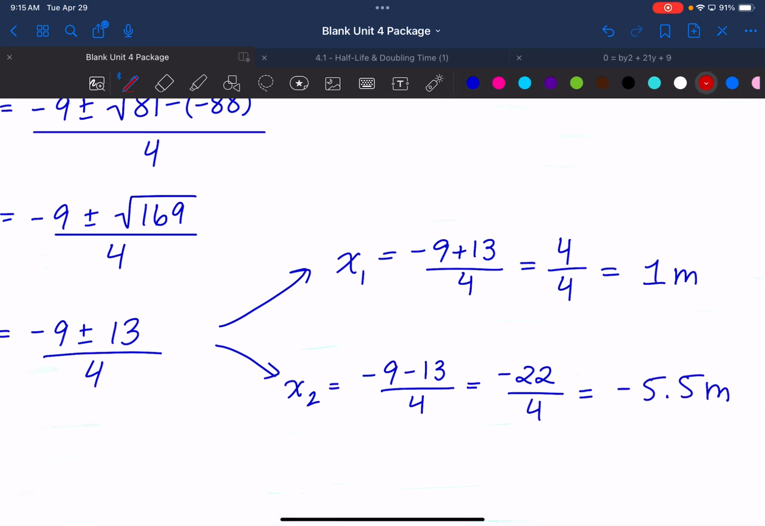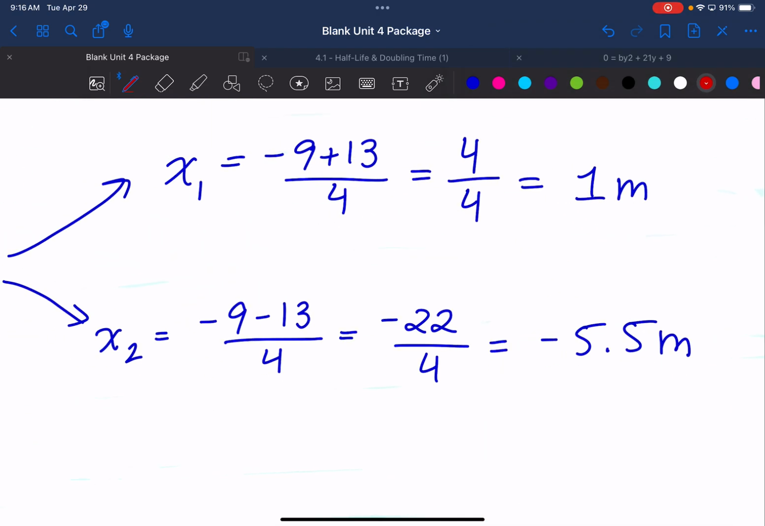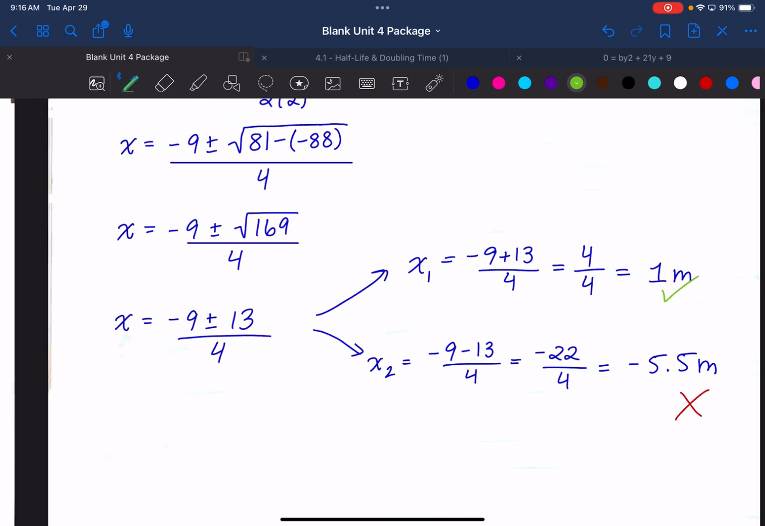Right, so that does not make sense. A dock cannot be negative 5.5 meters wide. So it is extending 1 meter on both sides.